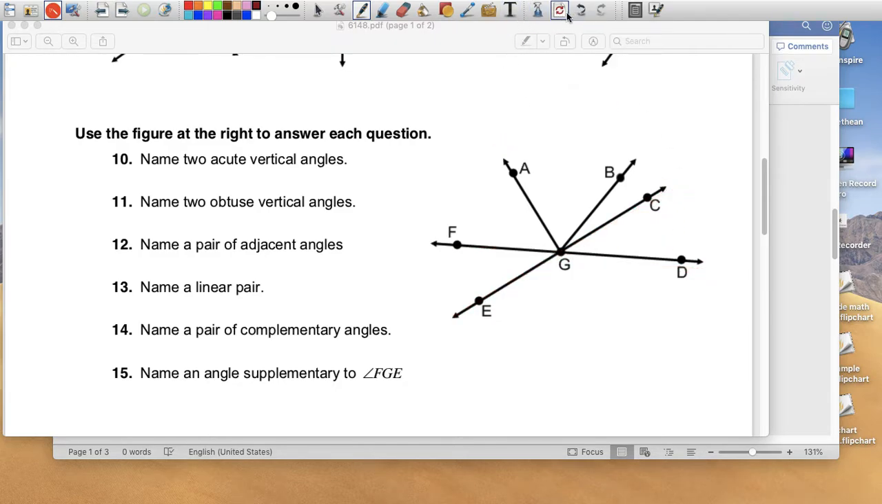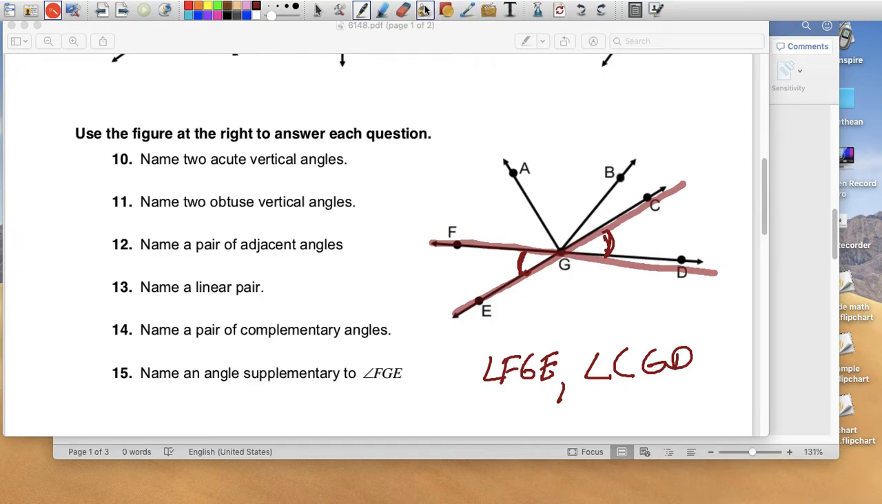Obtuse vertical angles. Oops, sorry. Let me keep that same picture. And the obtuse ones are bigger than 90, and this one's definitely bigger than 90. And that's angle EGD, and the other angle on that side, which is this whole thing, measures the same thing, angle FGC. Those are the two vertical obtuse.